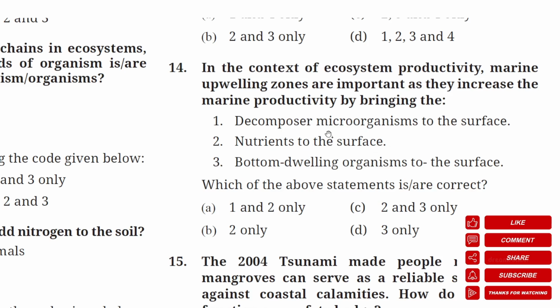So that is right. Decomposer or microorganisms, no. Bottom dwelling organisms, no. The answer is B, 2 only. Okay. Marine upwelling zones, that is the key term here.